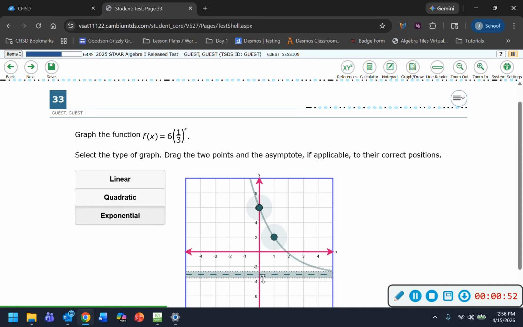Our asymptote is always going to be on y equals 0 for this Algebra I STAAR test. So I can leave that where it's at, and we have our function.